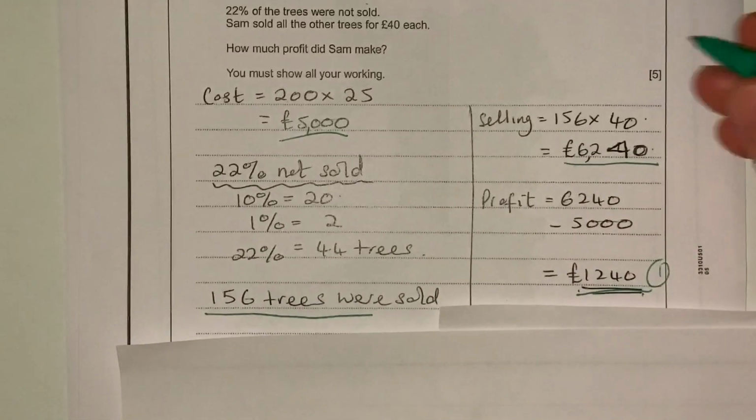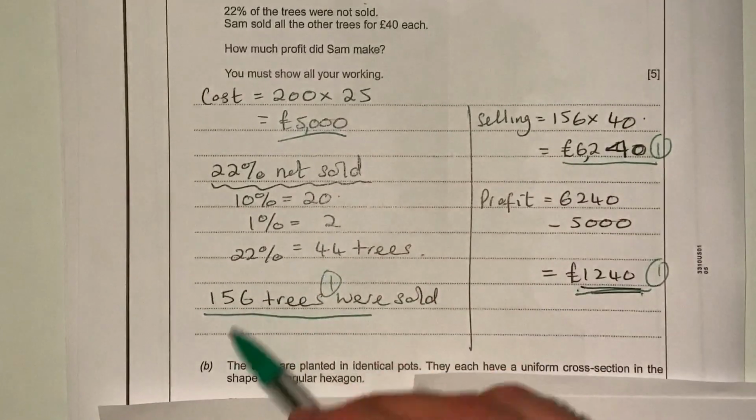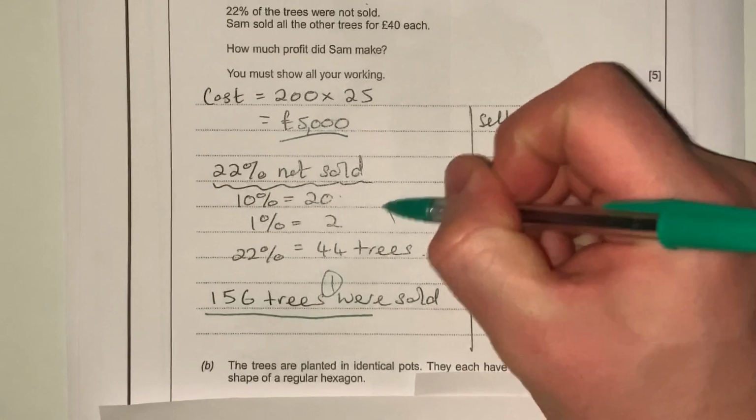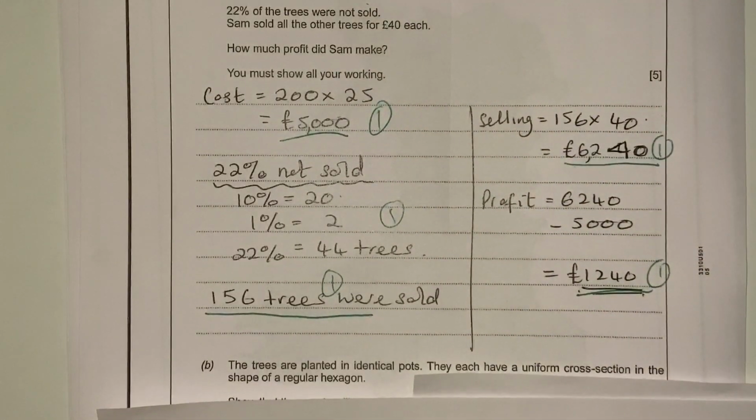Okay, so that's your 5th mark there. You're going to have a mark for the 6,240, 1 mark for showing 156 trees, and your other 2 marks are for the 5 grand and your attempt to find 22%.